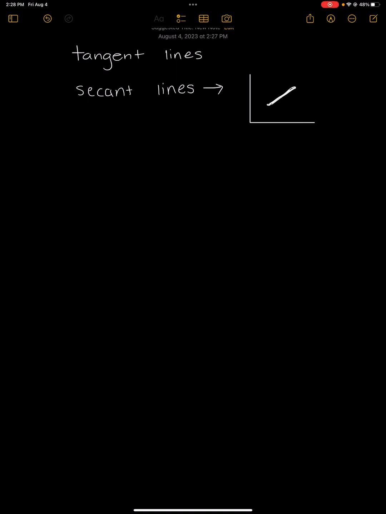Okay, so when we're talking about derivatives, slope, rates of change, we have two different lines. We have tangent lines, or we have secant lines. So secant lines are when you have a graph, 2 points, and you connect those 2 points. That would be the secant line. And this helps you find average rate of change.